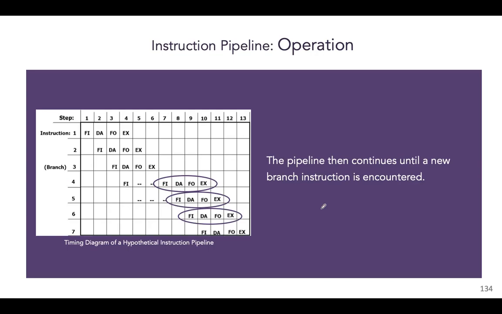And then the pipeline continues until a new branch instruction is encountered. And again, if you encounter a new branch instruction, you have to repeat the same steps. You have to wait until the execution, and then you have to figure out whether or not you're taking the branch. And depending on that decision, you either empty out the pipeline and bring in a new instruction, or you just start with whatever was fetched earlier. So this is, very simply, how an instruction pipeline works.